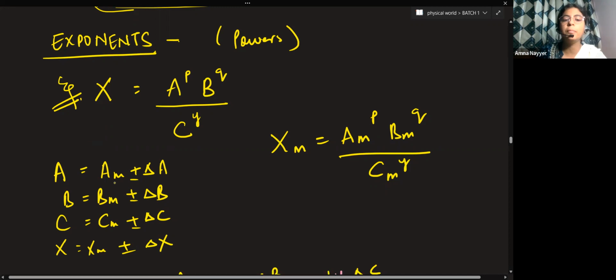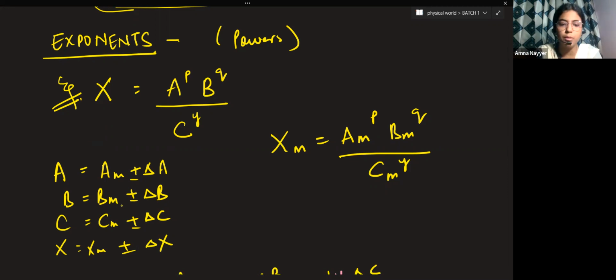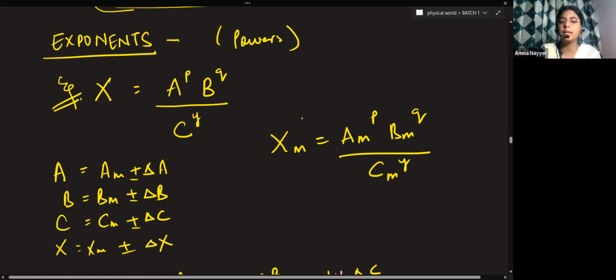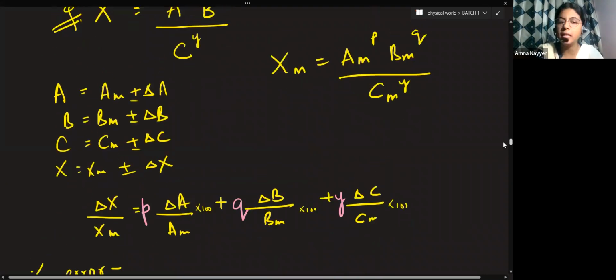We write the errors in this form: am plus minus delta a, then bm plus minus delta b, cm plus minus delta c, where the first quantity is the mean value and the second quantity is the mean absolute error. Now, how to get xm? This xm is given by taking am to the power p, bm to the power q divided by cm to the power y, taking all the mean values. But how to calculate delta x? Xm can be calculated in this manner. You can just take the mean of all these and raise it to the power whatever is given in the question. When you have to calculate delta x, how do we write it?